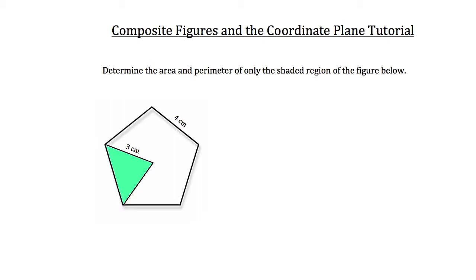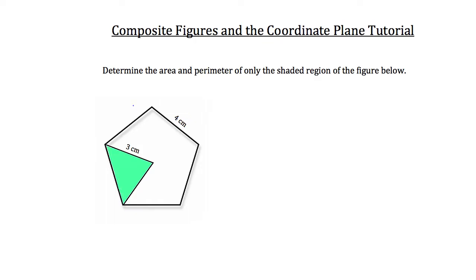the figure below. Well, you can tell that we're dealing with a regular pentagon, and the distance from the center of the pentagon to one of the vertices of the pentagon has a length of 3 centimeters. And the length of one of the sides of the pentagon has a length of 4 centimeters.